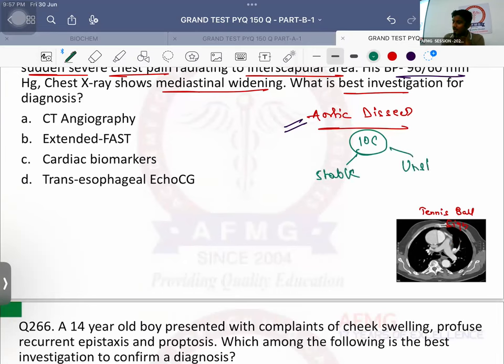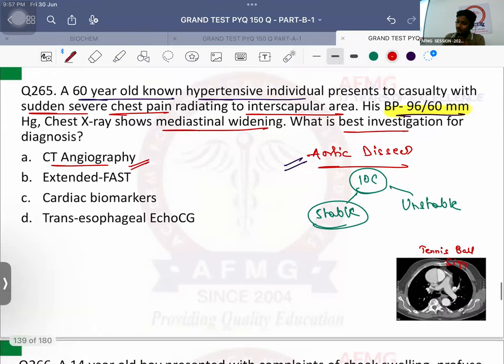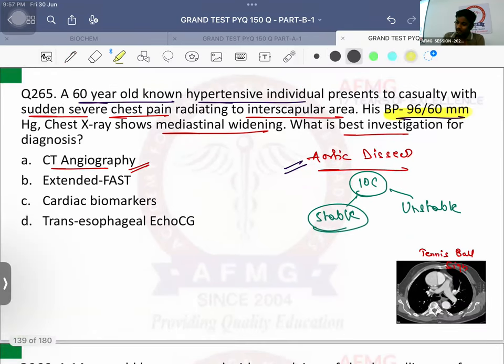the patient is hemodynamically unstable. If the patient is hemodynamically stable, then my investigation of choice would be CT angiography. Is our patient hemodynamically stable? No, he's unstable. Therefore, my investigation of choice should be transesophageal echocardiography.